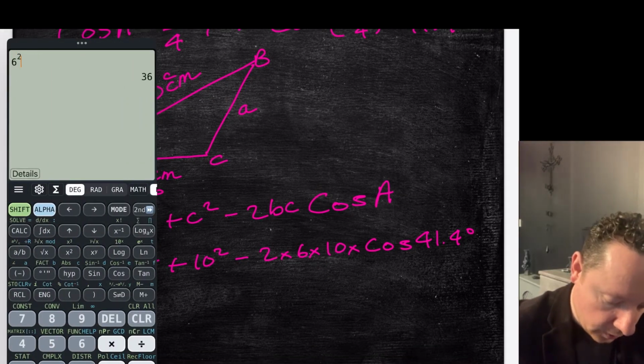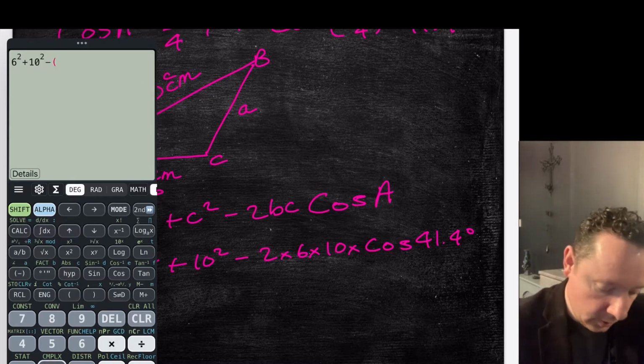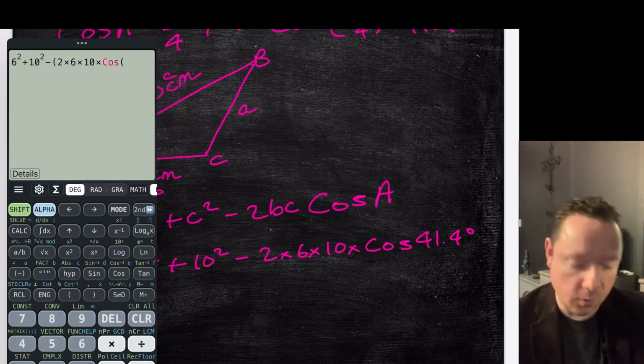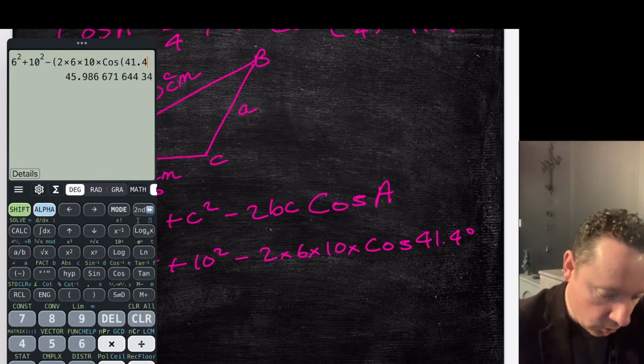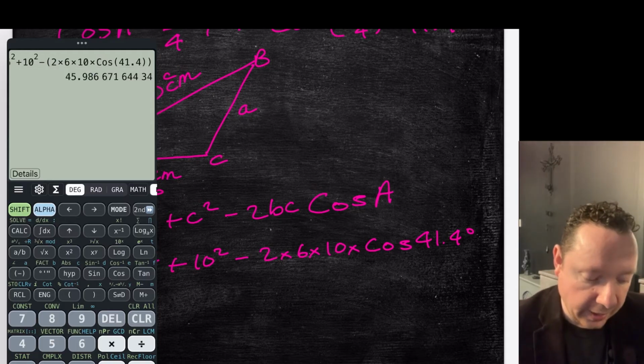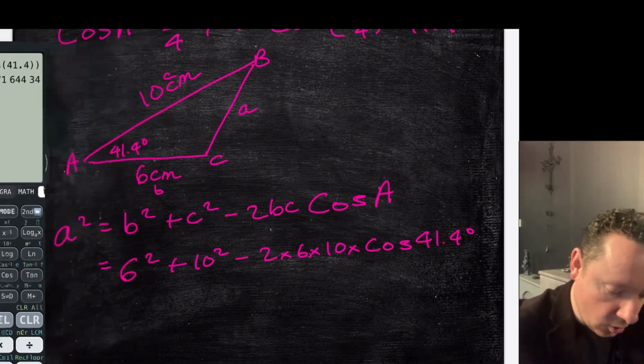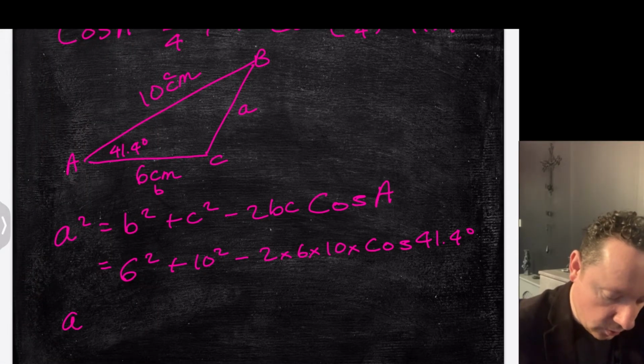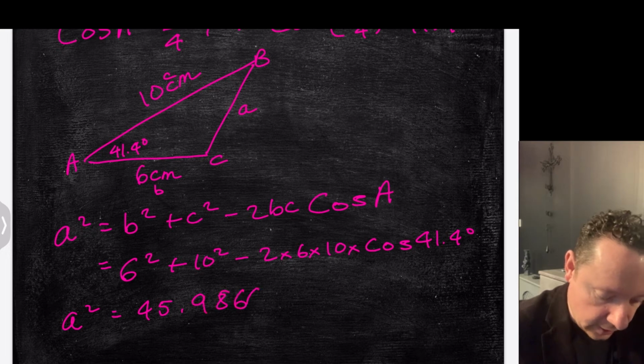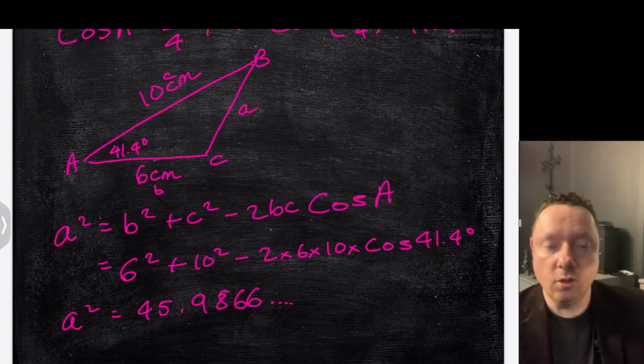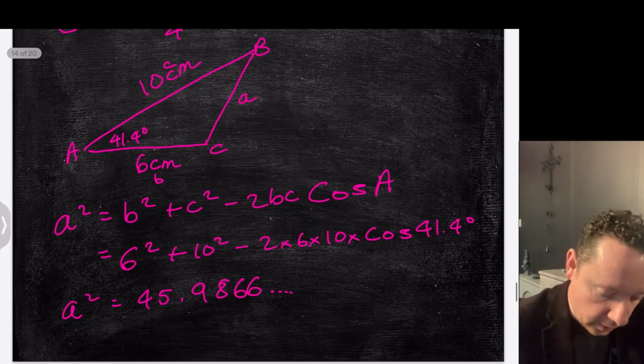6 squared plus 10 squared minus, I'll open a bracket at this point, 2 times 6 times 10 times cos 41.4. Close the bracket on the angle, close the bracket on the whole sum. I get 45.9866. Let me just copy that down. A squared is 45.9866 with a bunch of other numbers. Don't round at this point because you now need to square root your answer.